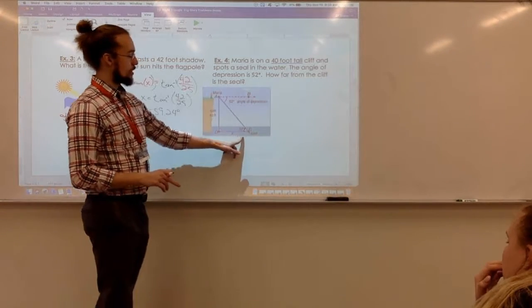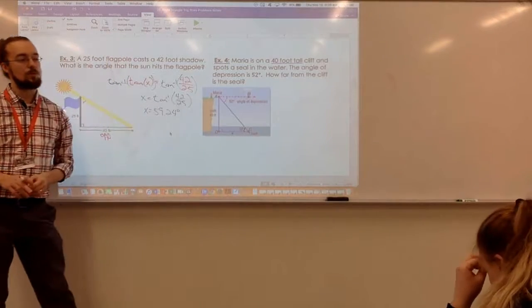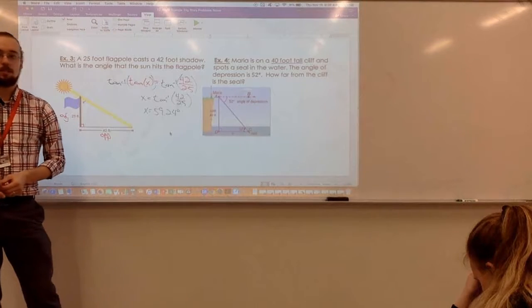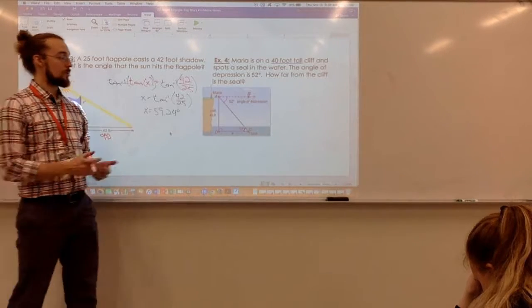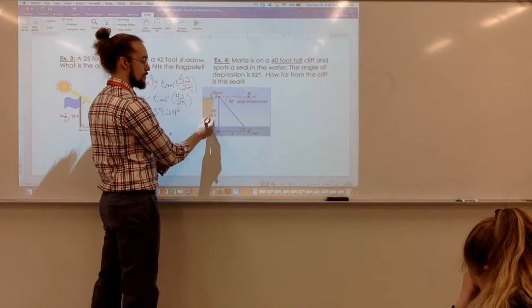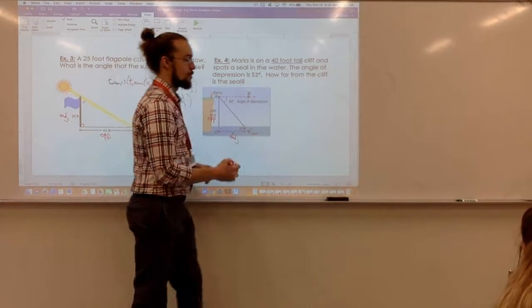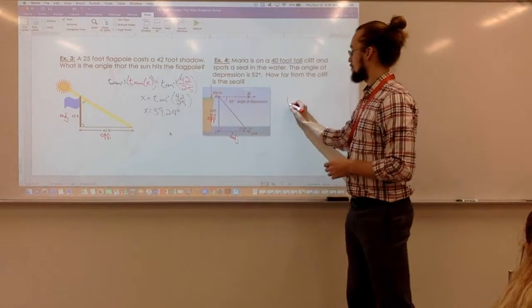Well, my goal is to find the length of this side. So finding this other angle isn't really going to do any good. Yeah, so this is going to be tangent, right? Because 40 would be opposite, x would be adjacent. So my trig function that I'm going to use here is tangent.